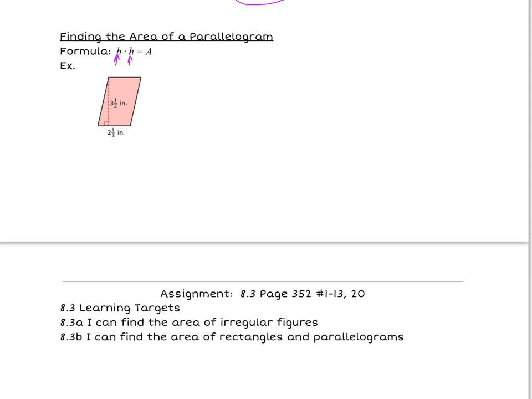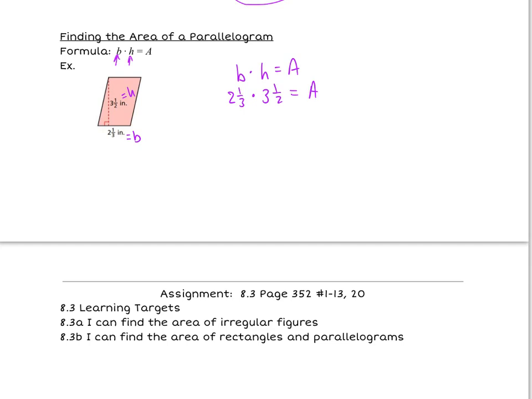So again, we take our formula, base times height equals area. And we'd say 3.5 is my height and 2 1/3 is my base. So 2 1/3 times 3 1/2 equals area. If you remember multiplying fractions, great. Otherwise, please use your calculator. And if you have the calculator that was recommended for school this year, you can put those numbers in there.